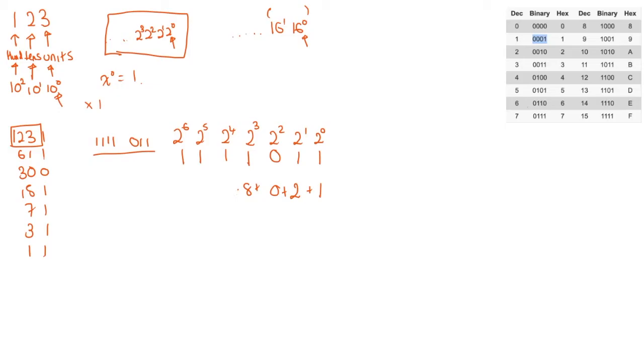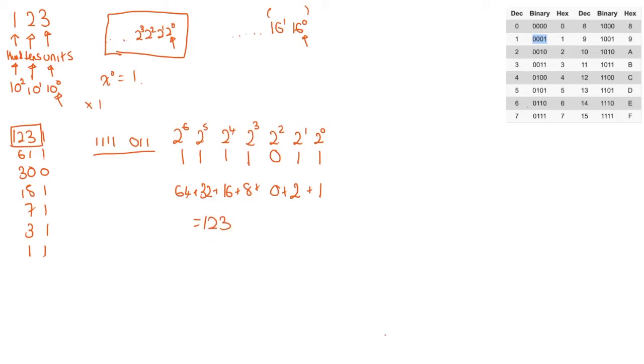I've got 1 times 2 to the 4, which is 16. I have 1 times 2 to the 5, which is 32. I have 1 times 2 to the 6, which is 64. When you add all of those numbers up together, so 64 plus 32 plus 16, many apologies, plus 8 plus 0 plus 2 plus 1 gives you 123.